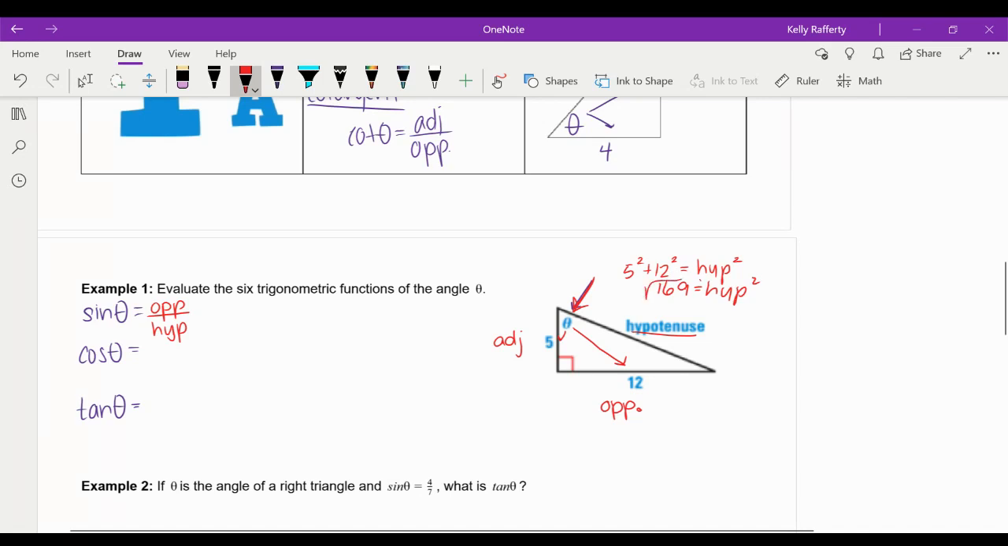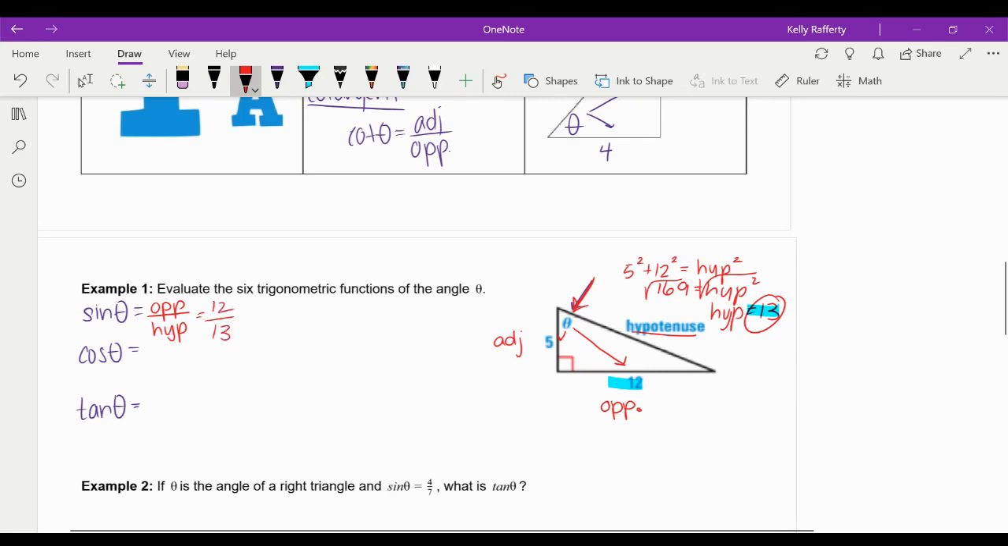And then in your calculator, take a square root. And we get 13. So our opposite side is 12. Our hypotenuse is 13. So that's our answer for sine.